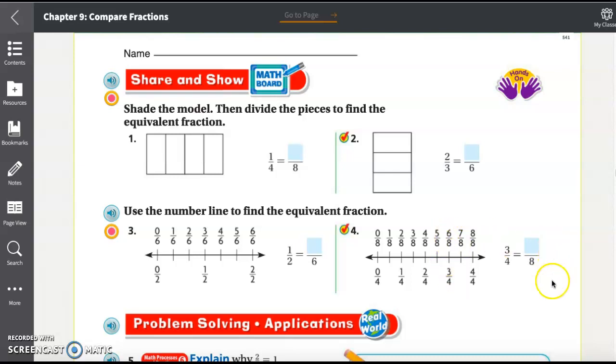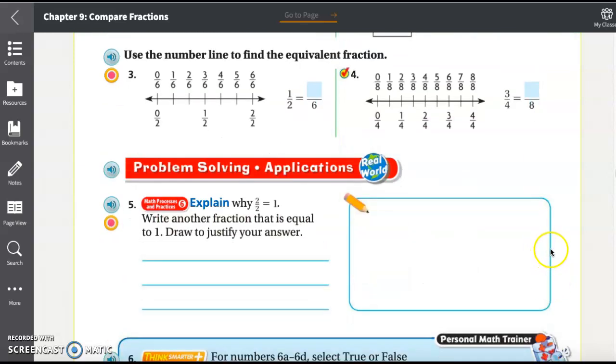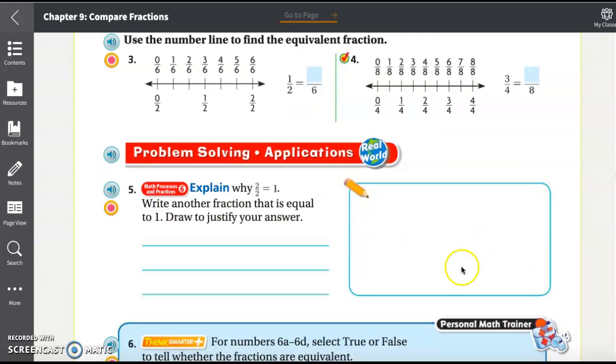6/8. Okay. Now, number 5, I'm not going to be able to show you on here, so that means that you're going to have to try it on your own. And remember, whether you try this on your own right now or later, I need a photo of all your Go Math books, okay? Explain why 2/2 equals 1. Write another fraction that is equal to 1. Draw to justify your answer, okay?